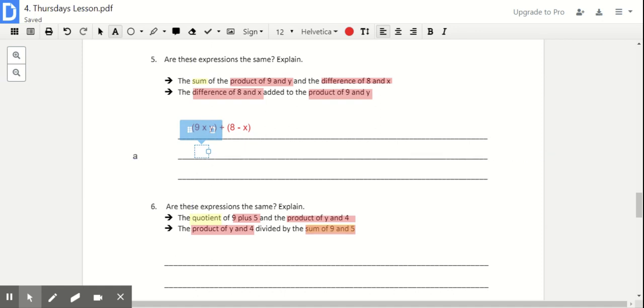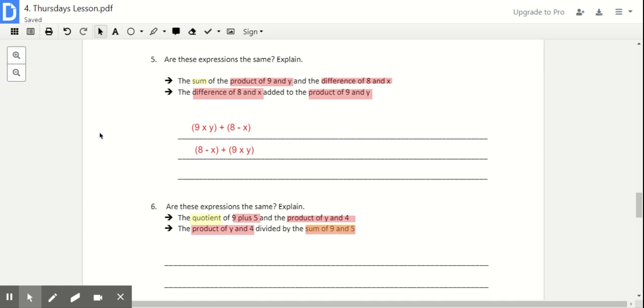Now, let's write down phrase 2 and see if that's going to be the same or different. So the difference of 8 and x, this is the same thing, 8 minus x, and then added to, so of course I'm doing addition here, the product of 9 and y. Now, based off of these two phrases written into expressions, are these the same thing? Why or why not? Correct. These expressions are the same.